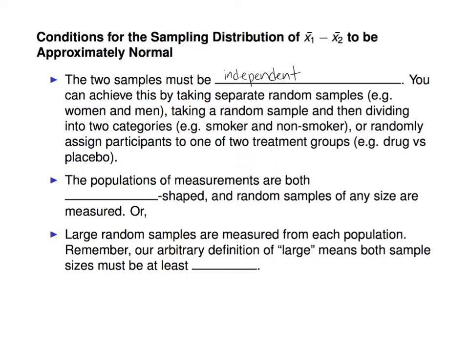Now, this sampling distribution will be normal if the population of measurements are both bell-shaped. And in that case, you can measure something of any size, or you measure a large random sample, and our arbitrary definition of large means both samples must be at least 30, which in this case means your total is 60, because N1, which corresponds to x1 bar, must be at least 30, and N2, which corresponds to x2 bar, must also be at least 30.